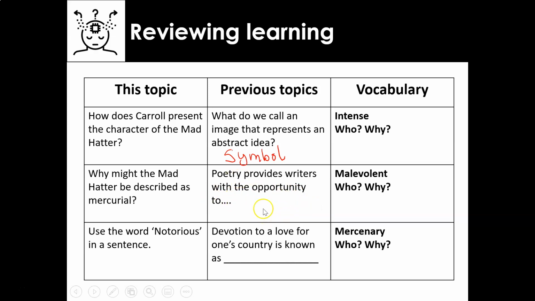We said that poetry allowed writers to argue for social and political change, or to capture human experience, to describe significant and important moments in history, or to help us perhaps understand the lives and experiences of other people. There's lots of answers that you may have included here that would be right. Finally then, devotion to or a love for one's country is known as, well done if you got the word, patriotism or being patriotic.